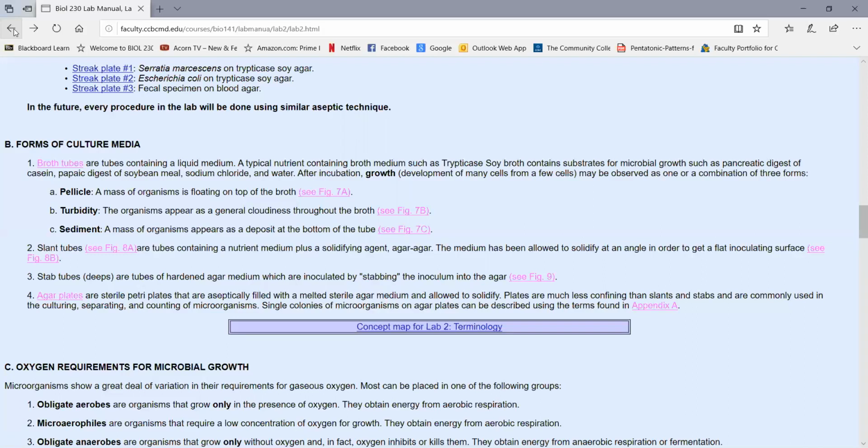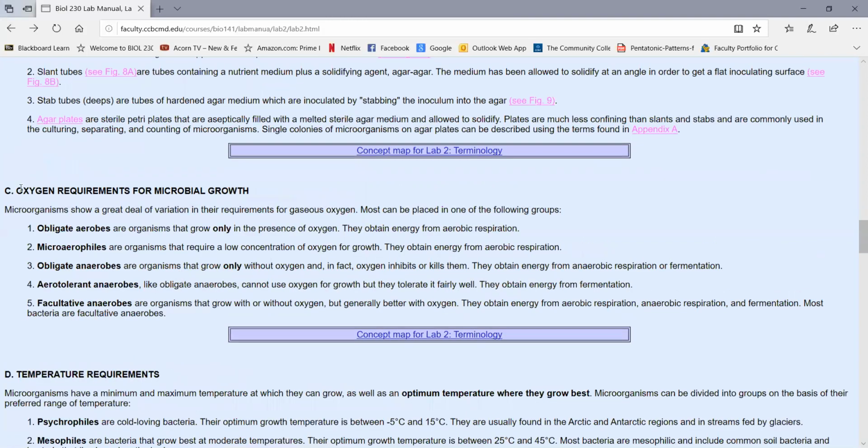So those are the 4 forms of culture medium we'll be inoculating today. We're going to inoculate a broth tube, a slant tube, a stab tube, and an agar plate with each of the 4 bacteria we're using, for a total of 16 inoculations: 4 bacteria times 4 different media that we're going to grow them on. Now, if we're going to grow microorganisms, we also have to provide the right amount of oxygen.